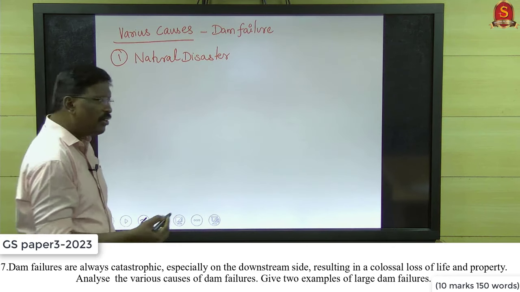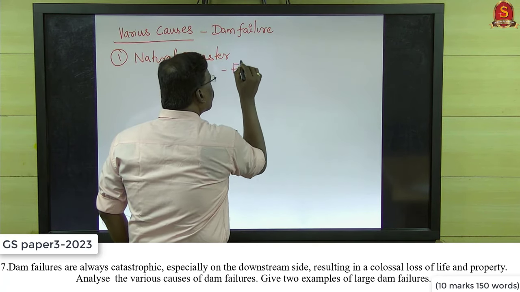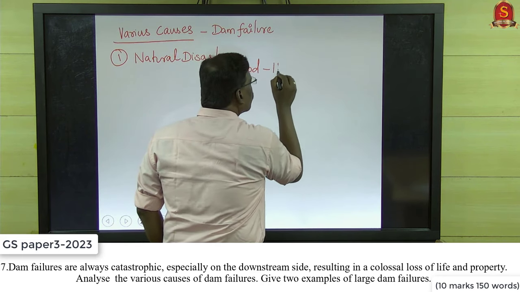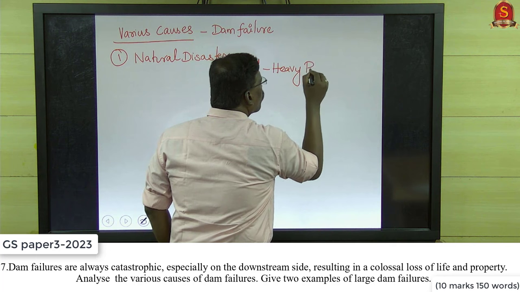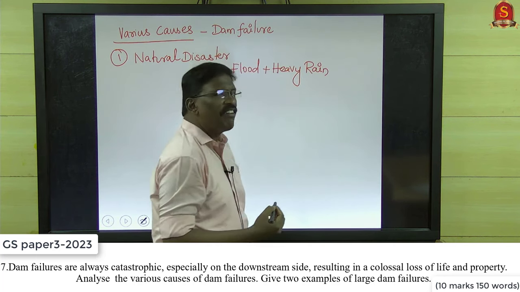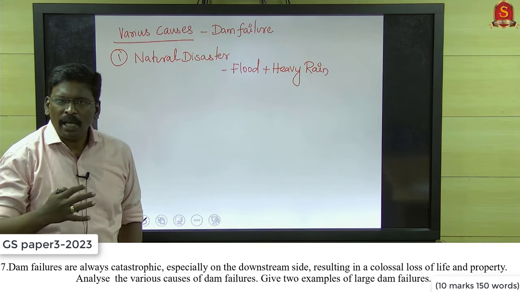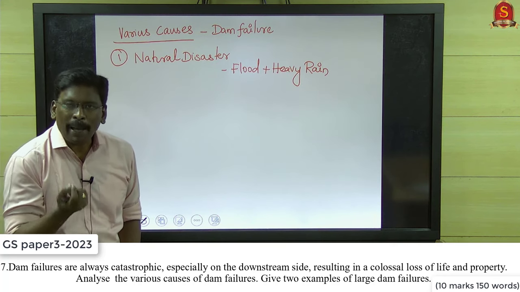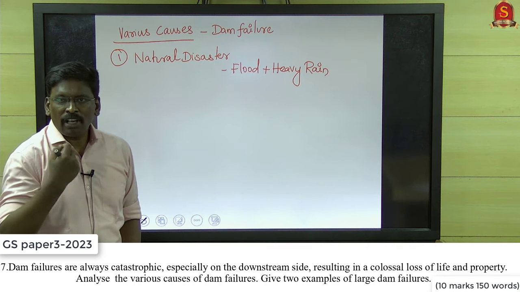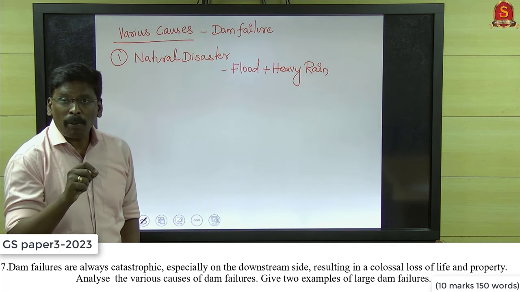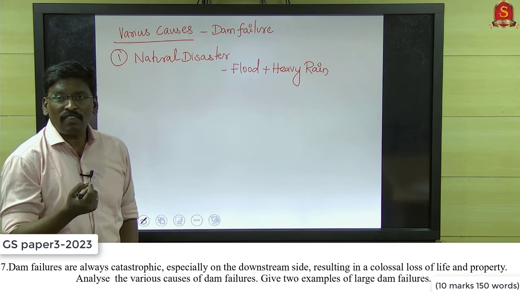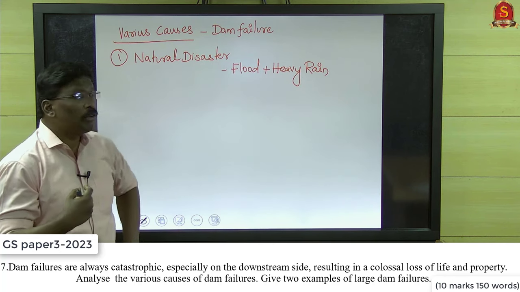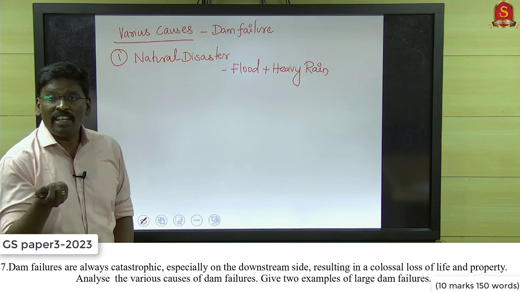In the natural disaster, we have to discuss the first one, flood, along with the heavy rain. Due to heavy rain, there would be a flood in many parts of the area. Because of the flood, the dam would be unable to hold its capacity if they fail to release the water from the barrage. Because of that, it would result in a dam burst, which would be catastrophic for them. So the first would be the flood and the heavy rain.